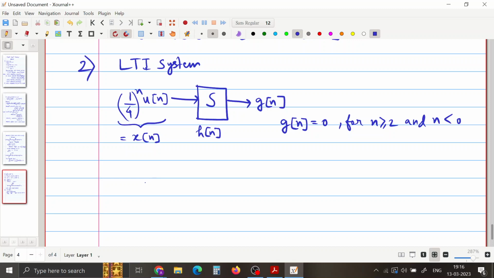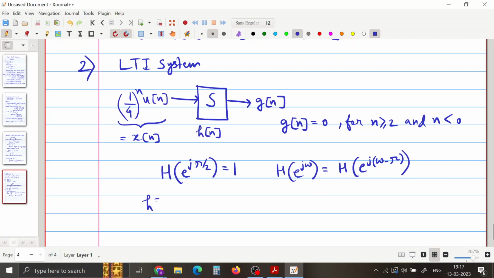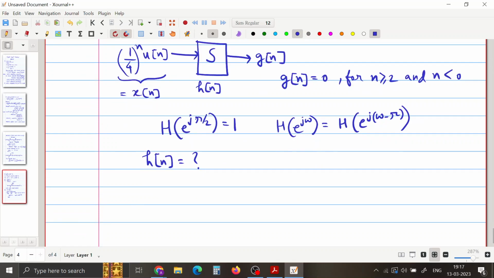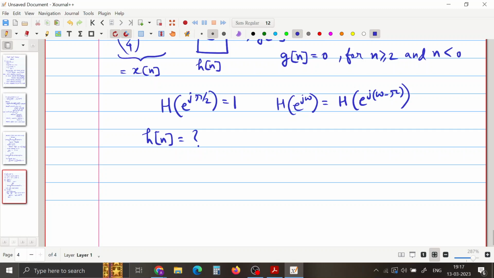And we have been given some additional conditions: the frequency response at pi by 2 is 1, and it is also invariant if we shift omega by pi, which is this. It is also given. Now our task is to find the impulse response h of n.